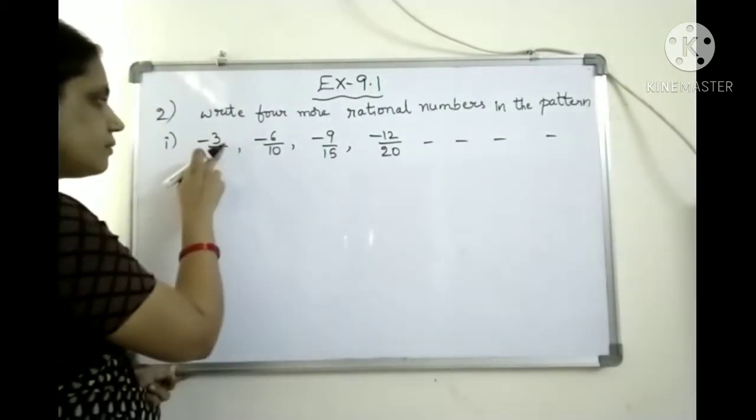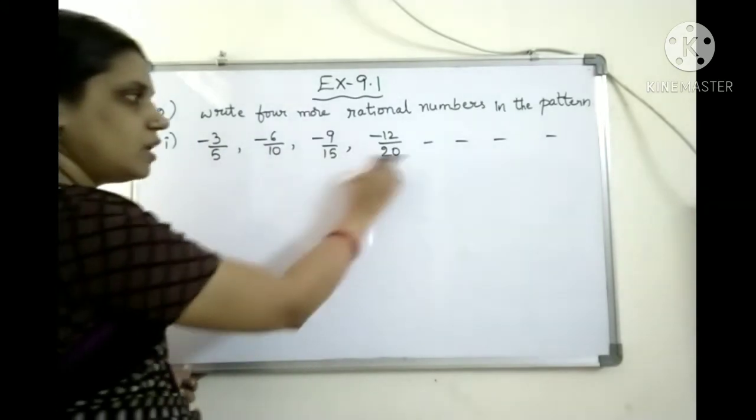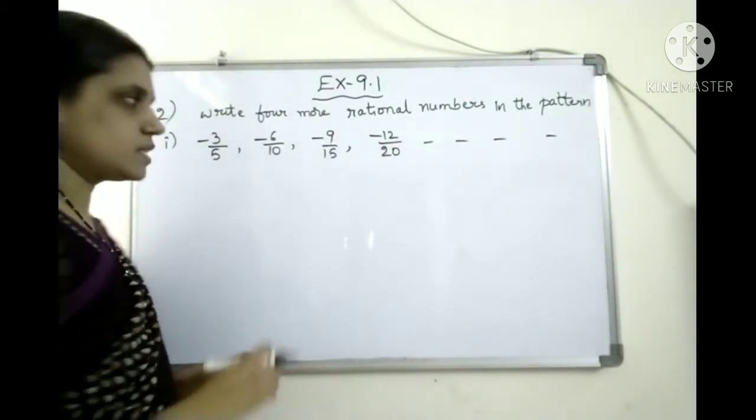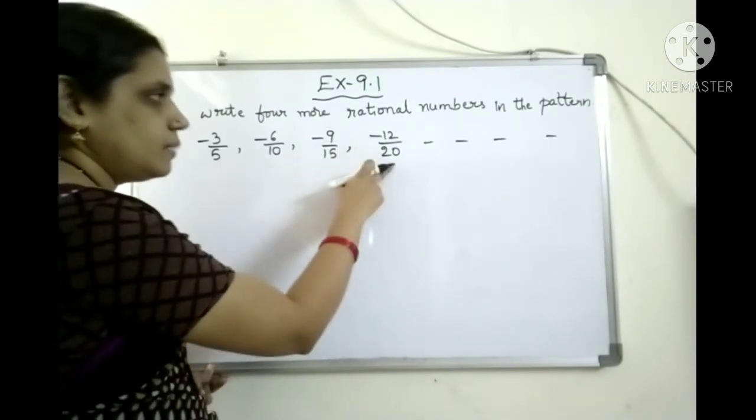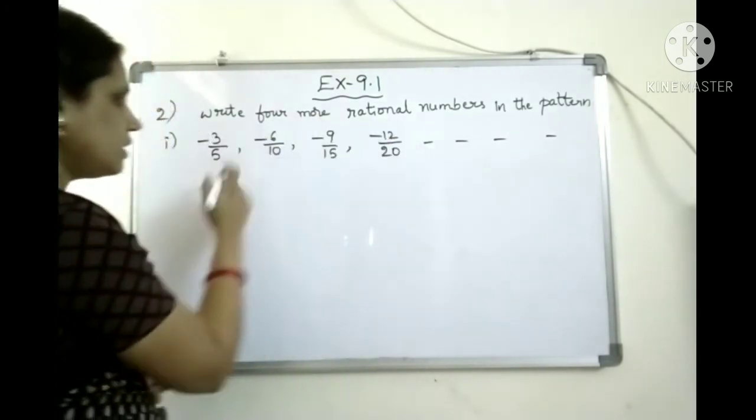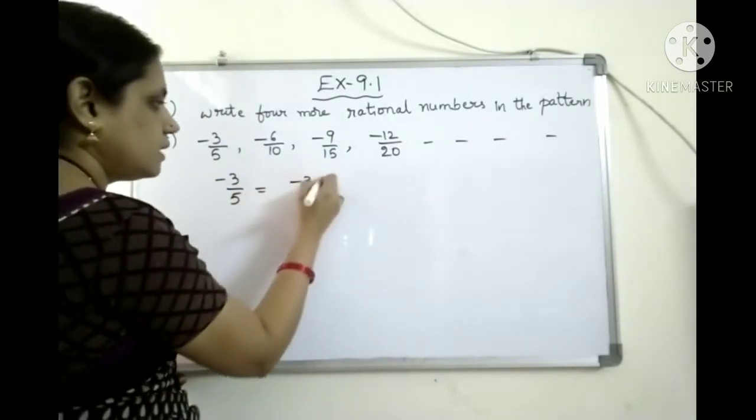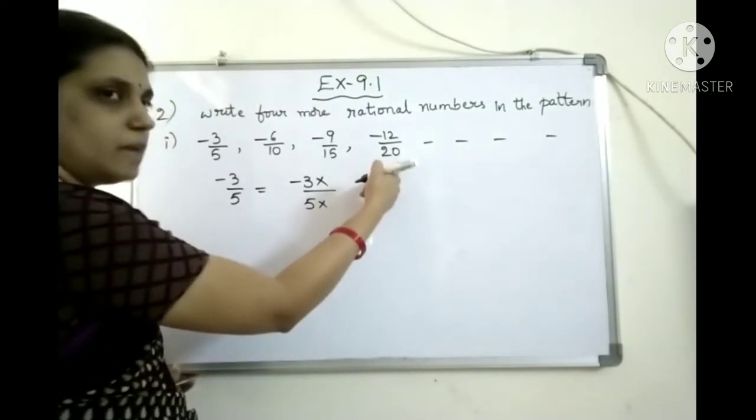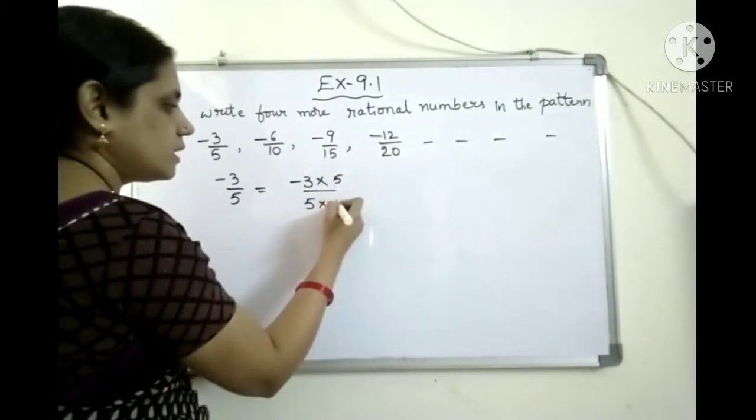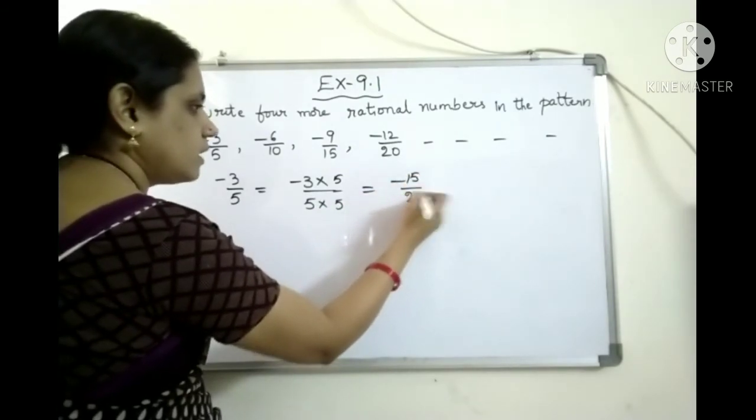So here from minus 3 by 5, how do you get minus 6 by 10? Actually these all are equivalent rational numbers. So multiplying with 2, here multiplying with 3, multiplying with 4. So the next one will be minus 3 by 5 equal to minus... here until 4 we multiplied. So now we have to multiply with 5. That is minus 15 by 25.